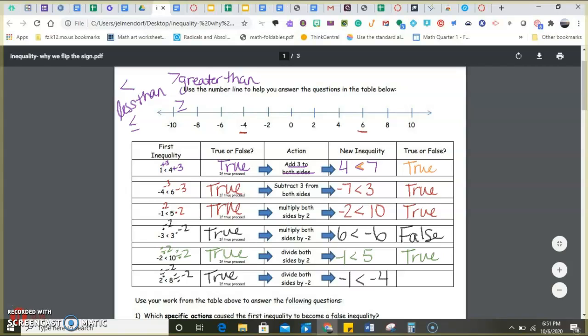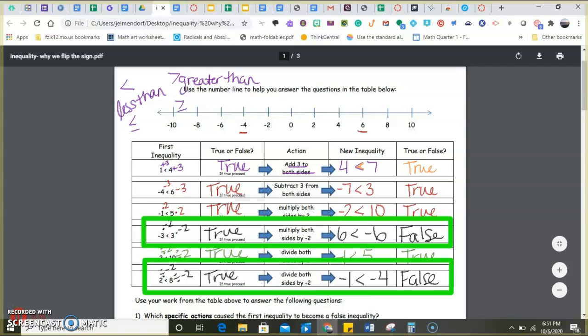Is this still a true statement? No. Remember that as we get closer and closer to 0 in the negatives, that makes that bigger number. So this is actually a false statement. So let's take a look at our false statements here. So here's the first one, and here's the second one. Thinking about it for just a second, can you tell me something that you noticed about these two statements?